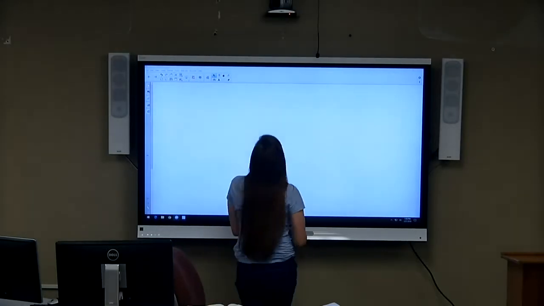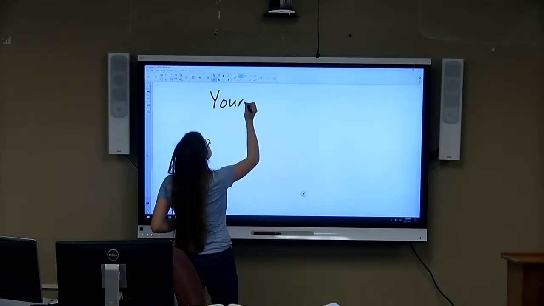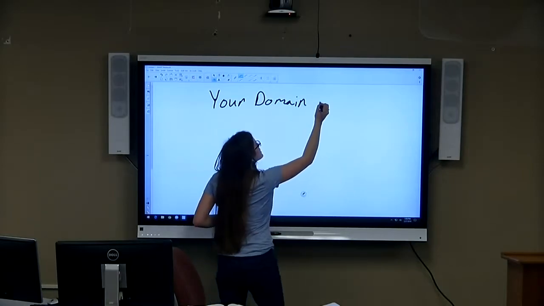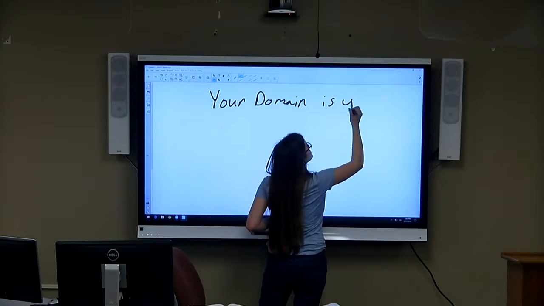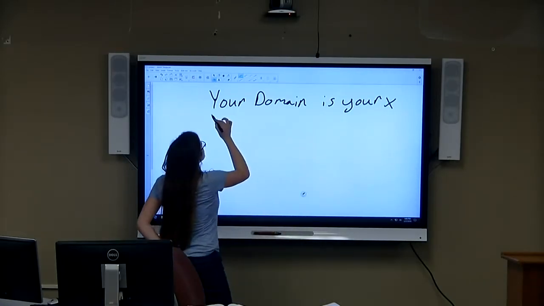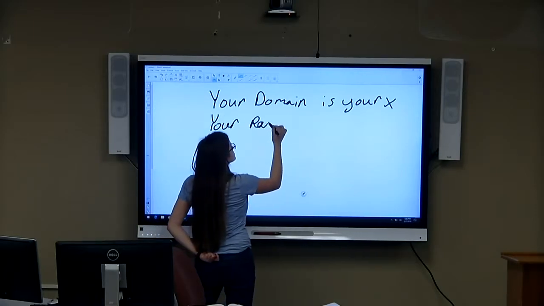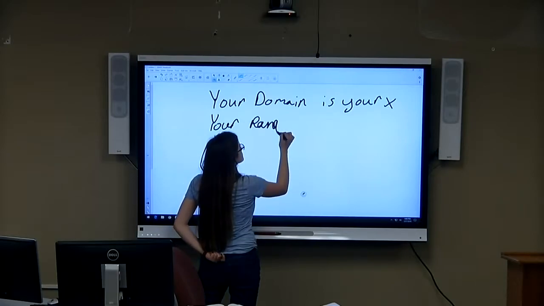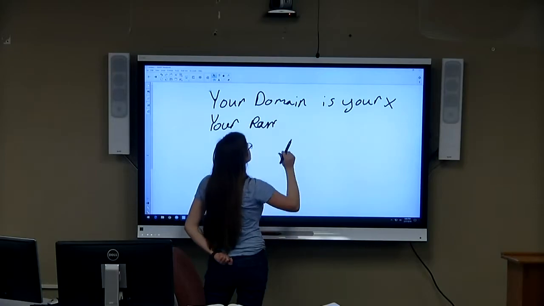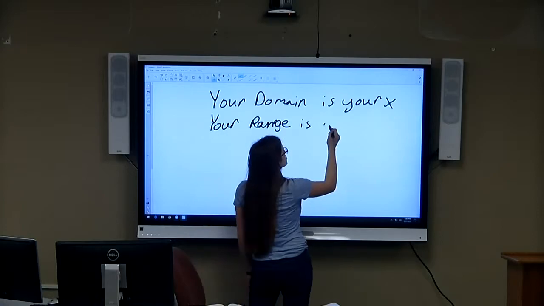So if you would take 24 as an example, your domains in 24, domains are also referred to as the x value. So your domain is your x. Your range is your y.